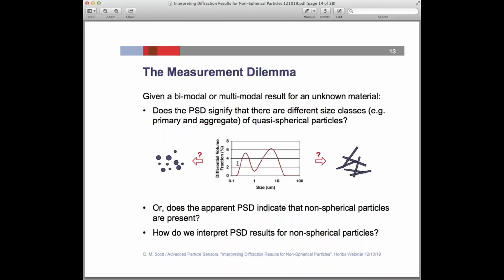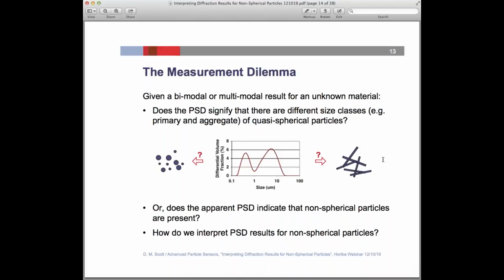This is a dilemma because it's physically impossible to look at this one slide and determine whether I have particles that look like this or particles that look like this. The obvious answer is to put it under a microscope, do some kind of imaging to figure out what the morphology is. But presented with this information, you don't really know.